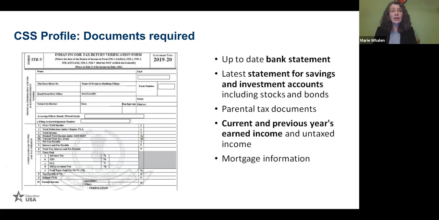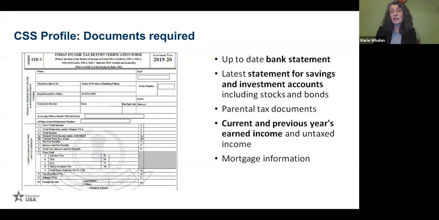Okay, so what documents are needed for the CSS profile? I won't spend too much time on this. Gail also mentioned some of the documents that are needed. Again, up-to-date bank statements. I will say that up-to-date part is important. Sometimes students submit bank statements to us and they are a year old, or I've seen ones that are even 2 years old. And those will not be accepted.